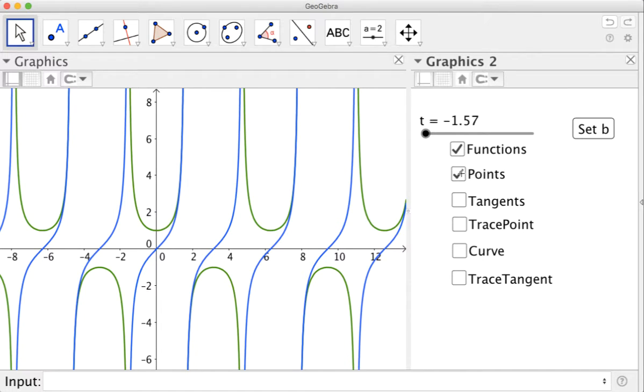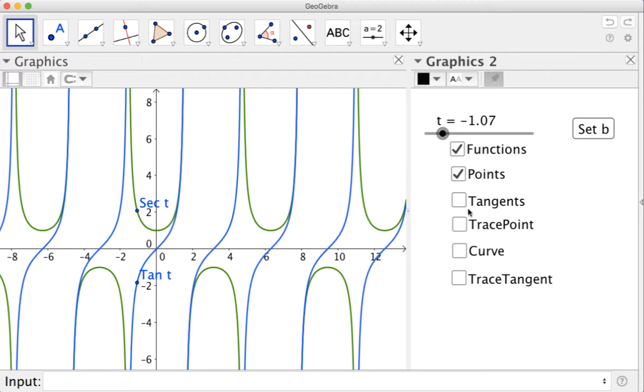And we have 2 points, and the values of those 2 points are determined by the secant and the tangent of t. So this point, for example, its x value is equal to t, negative 1.07, and its y value is determined by the secant of t, or the secant of negative 1.07 radians. Similarly, this point here has coordinates that are equal to t, tangent of t.